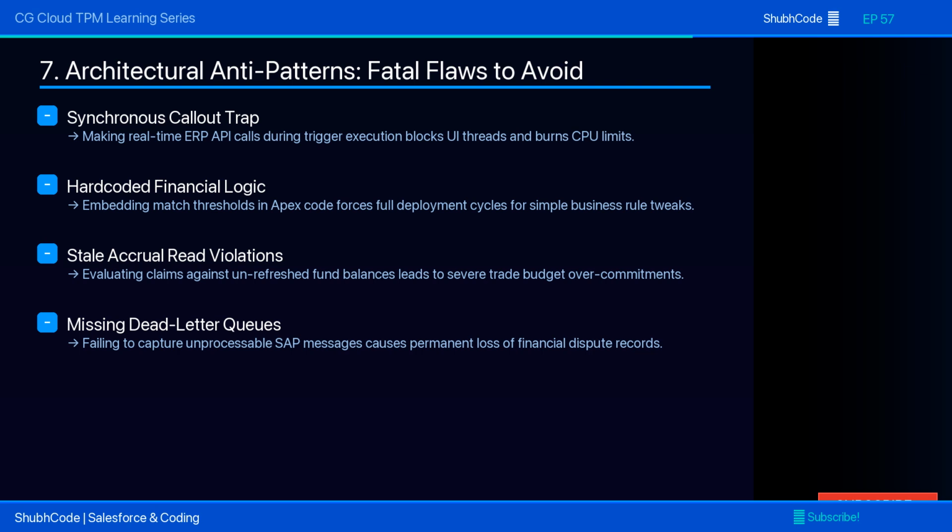Anti-pattern number 3, ignoring stale fund balances. If your matching engine reads cached fund accrual numbers that haven't refreshed post-writeback, you will overcommit trade budgets. Always query fresh dynamic target balances or compute them off-platform.